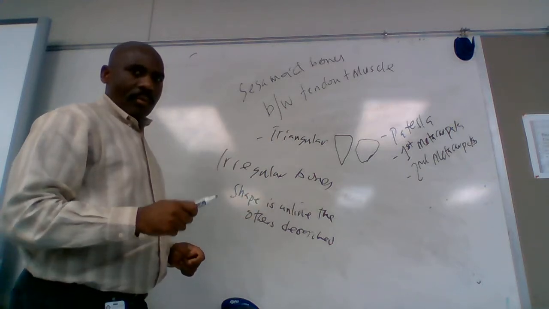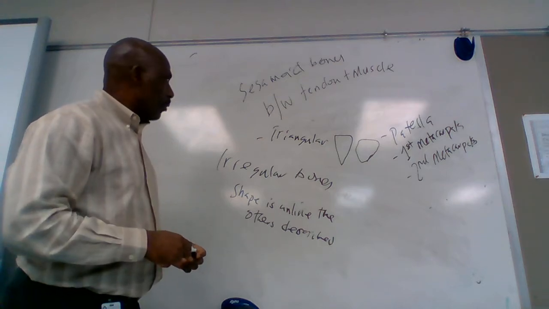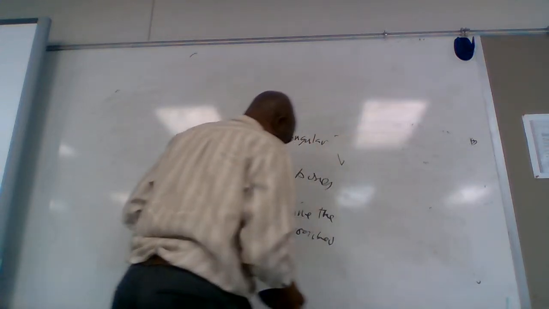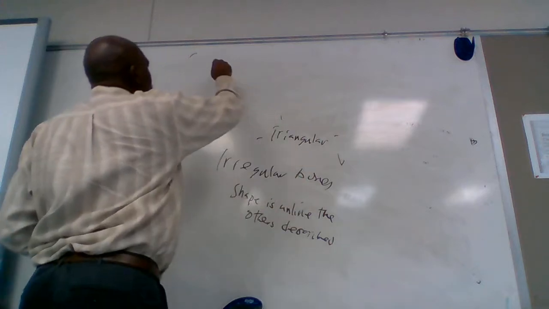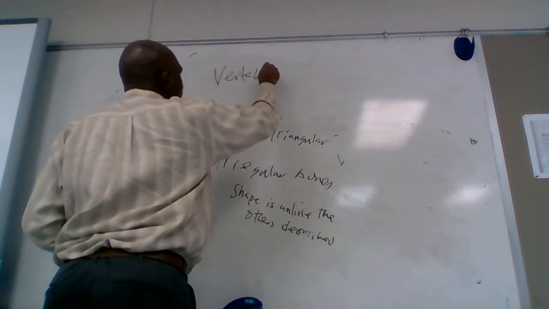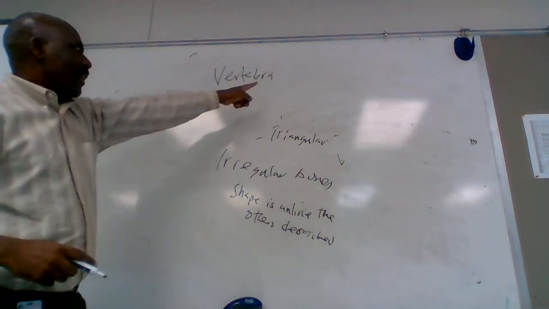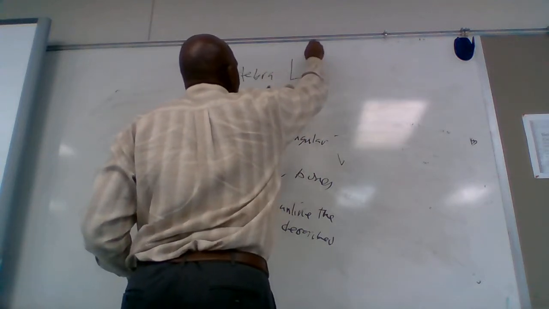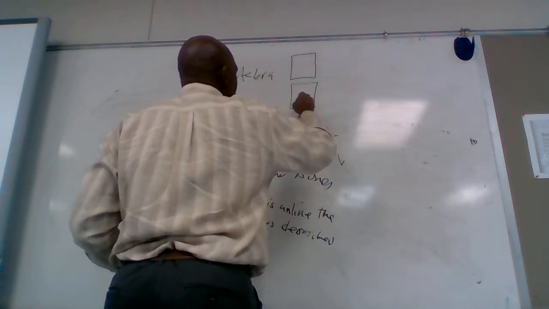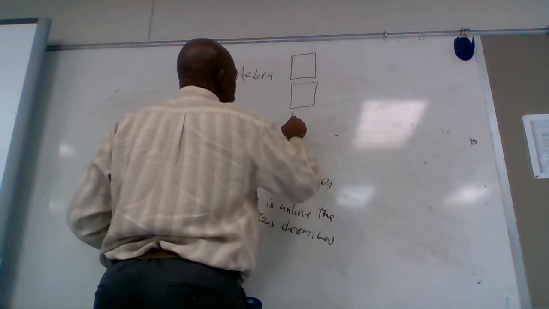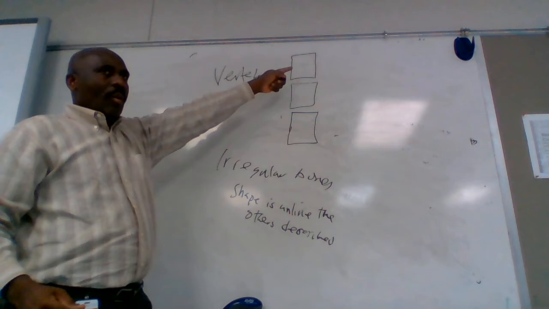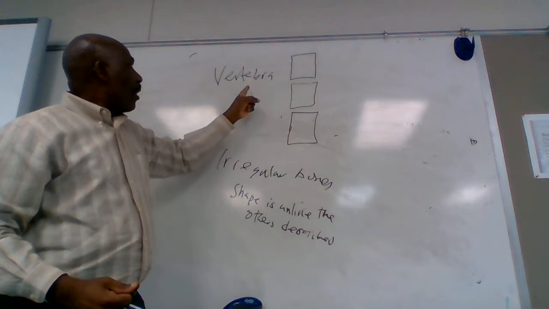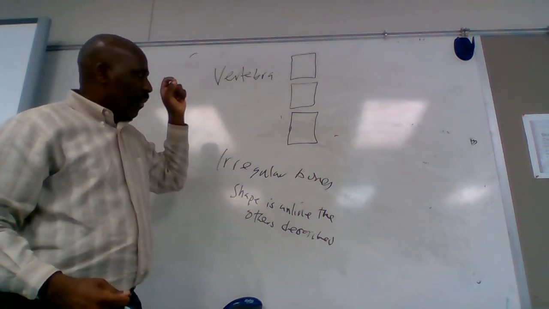A very good example of an irregular bone in the body will be a vertebra. The backbones found in the vertebral column are vertebrae. Vertebra is singular. If you add an E, it becomes vertebrae, plural. So the vertebral column is made up of a series of vertebrae that are combined together to make the vertebral column. So a vertebra is an example of an irregular bone.